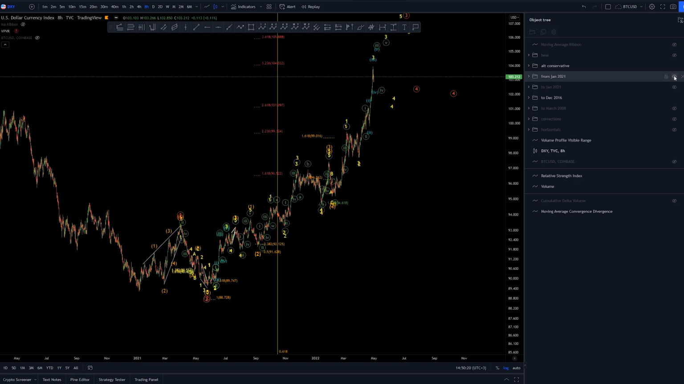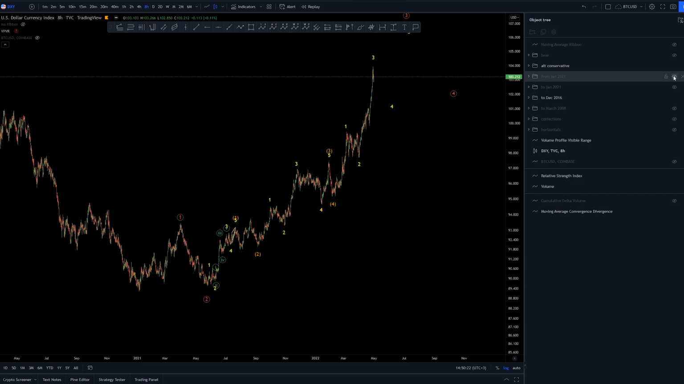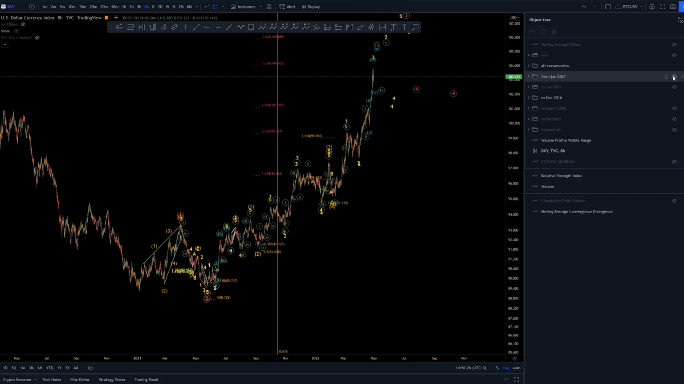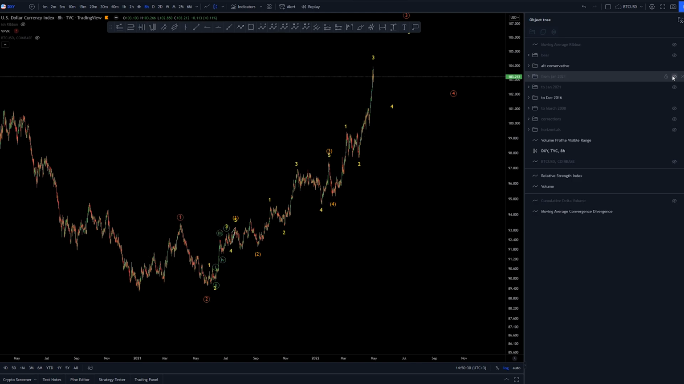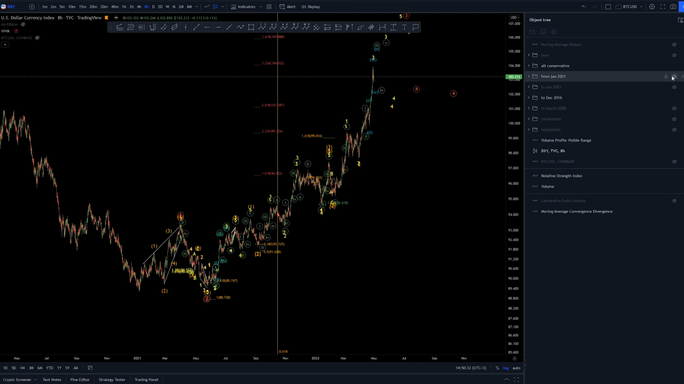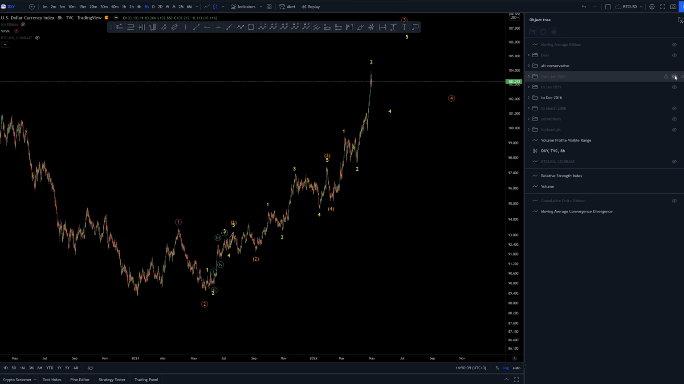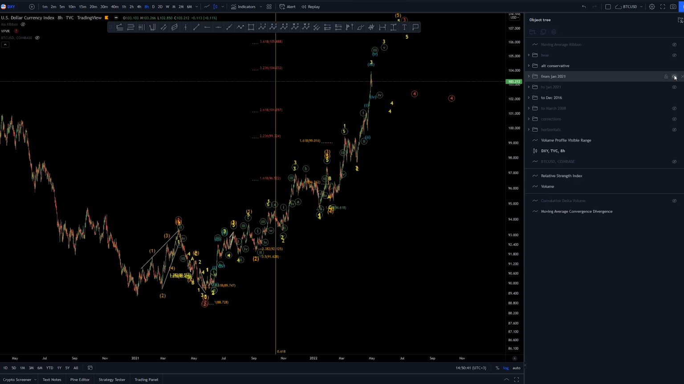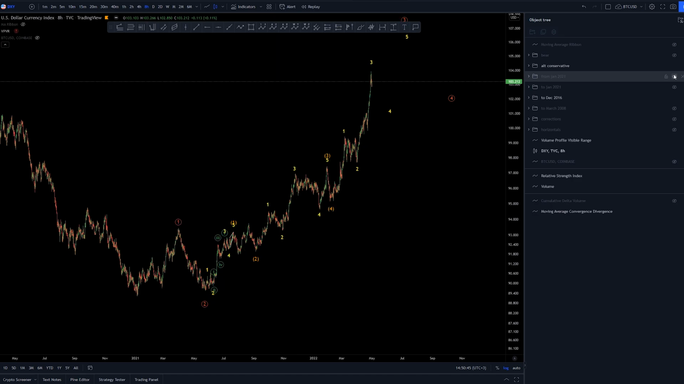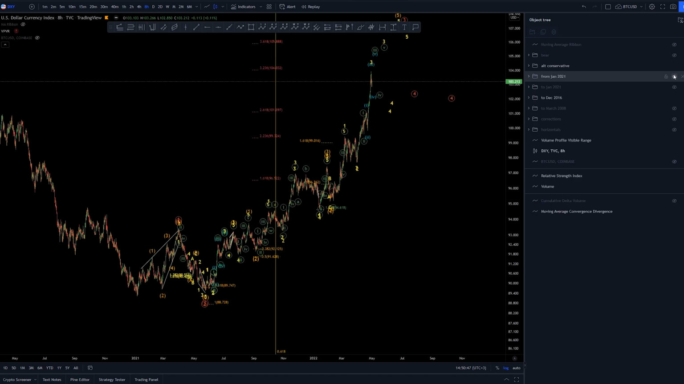Is it even any conservative at all? I guess it's just one degree less conservative. No, it's not. Did I just label it the same way? Did I delete something before by accident? That would be weird.